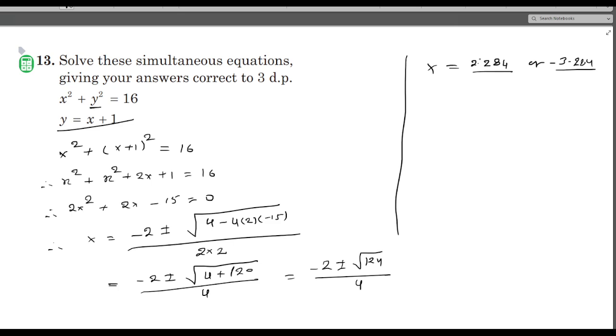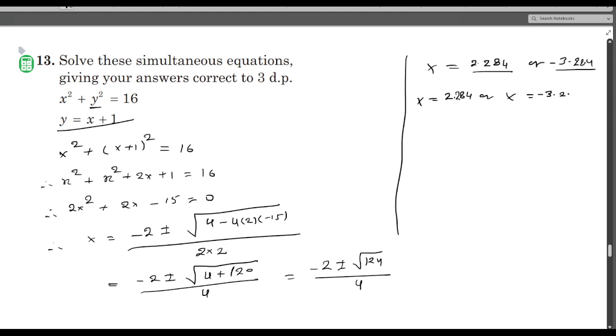So these are the two answers of x up to 3 decimal places. So x is equal to 2.284 or x is equal to minus 3.284. Now this time a negative value is okay because they are not the side of any triangle or quadrilateral. Yeah, so these are the values of x.